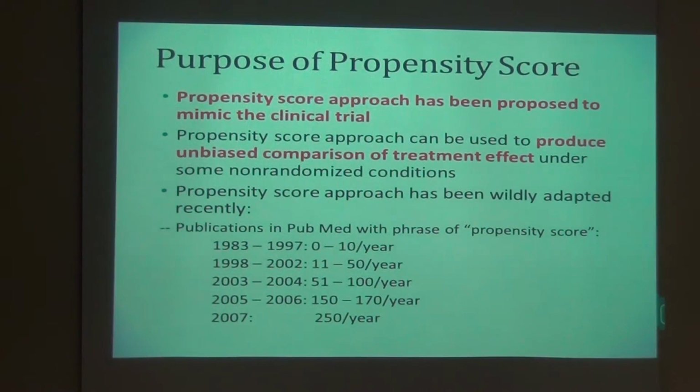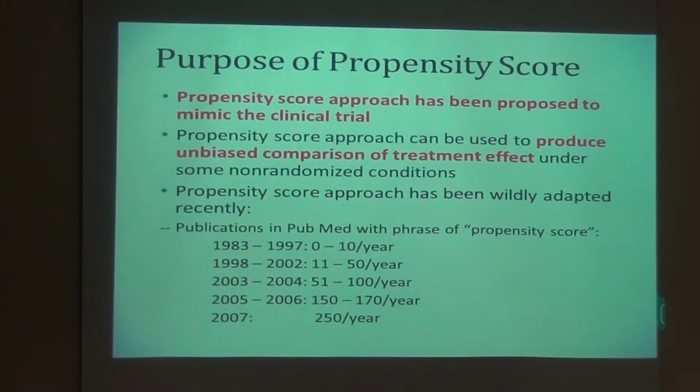So recently, the propensity score approach has been proposed to mimic the clinical trial when you analyze non-randomized clinical trial data. One approach is the regression method, and that's outcome-based. This approach is not outcome-based. It tries to mimic the clinical trial, to balance the treatment assignment instead of looking at the outcome. So that's one advantage.